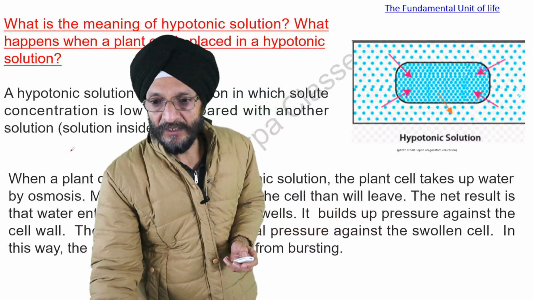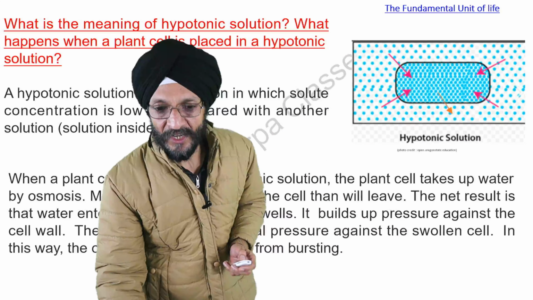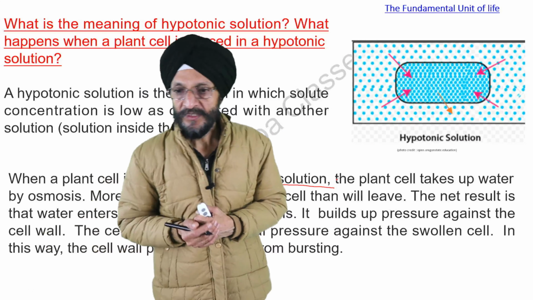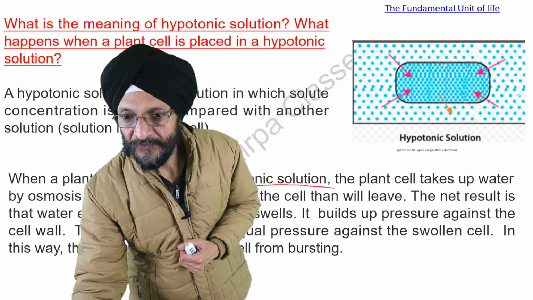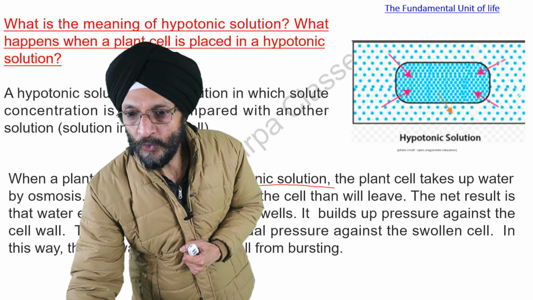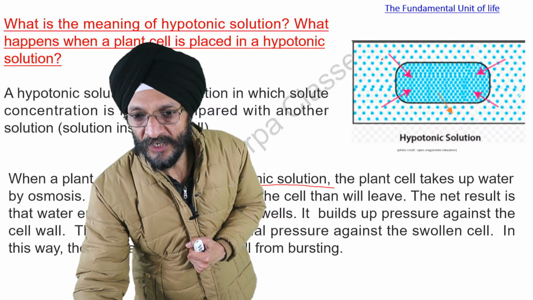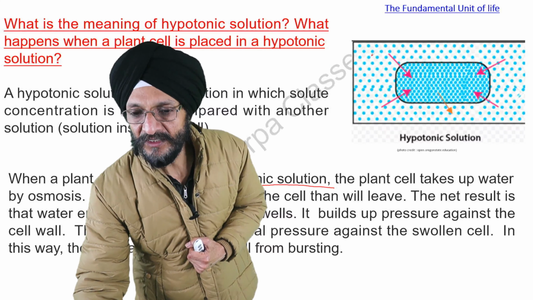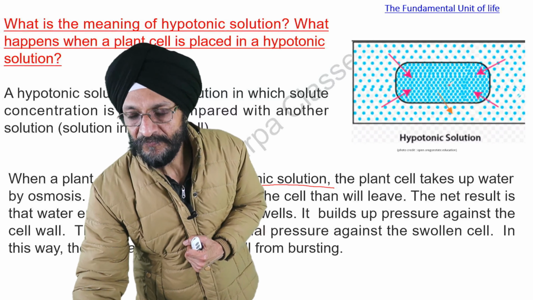When a plant cell is placed in a hypotonic solution, what will happen? Suppose this is the plant cell and it has been placed in the hypotonic solution. You can see here that solutes are in less concentration outside the cell, whereas the plant cell has more concentration of solutes.